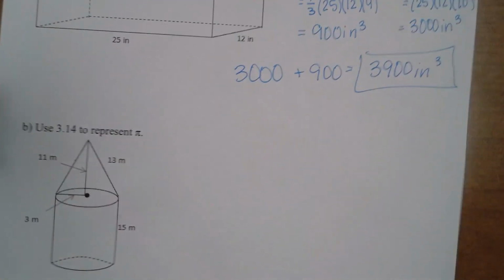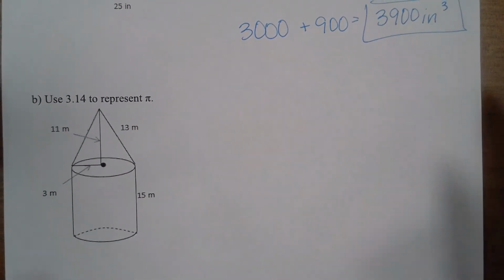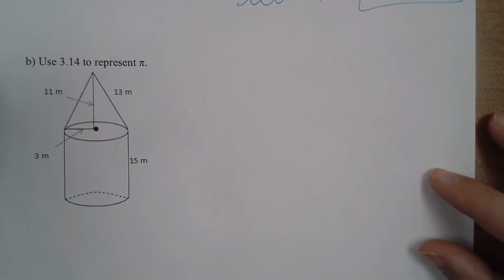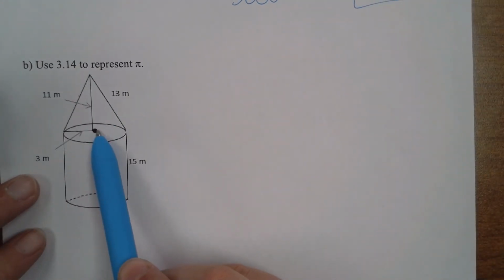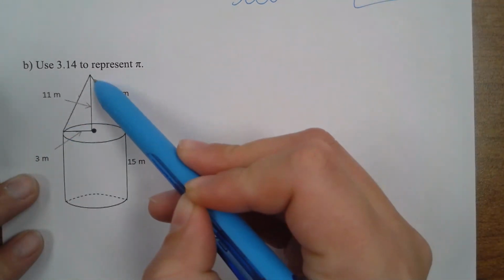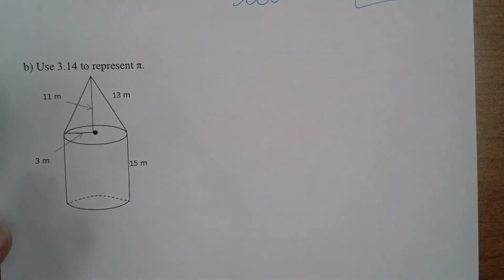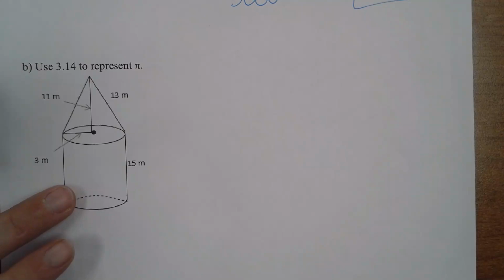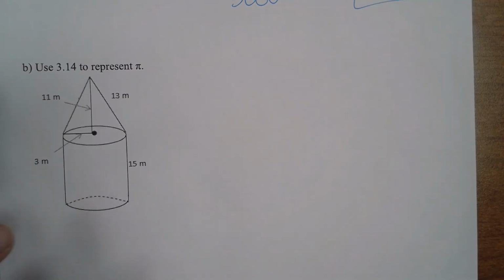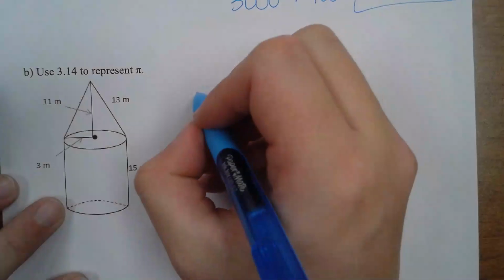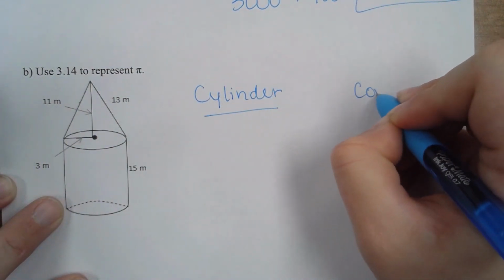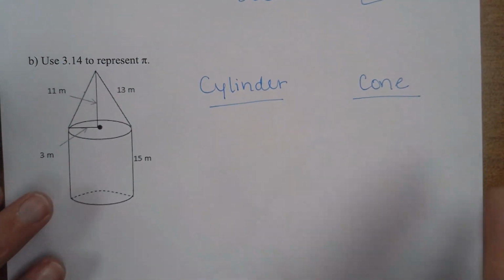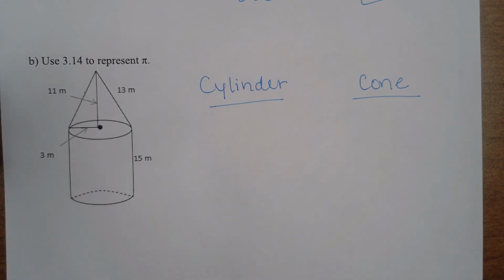Alright, so let's try the next one. Again, your first step is to identify what solid you have. I see that I have a cone at the top, an upside down cone, and then I have the cone sitting on top of my cylinder. So those are the two formulas that we need: cylinder and cone. And again, you have all these formulas in your packet, so you might have to flip back to see what the formulas are.